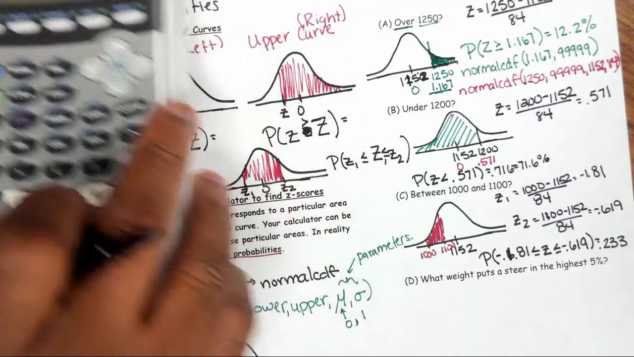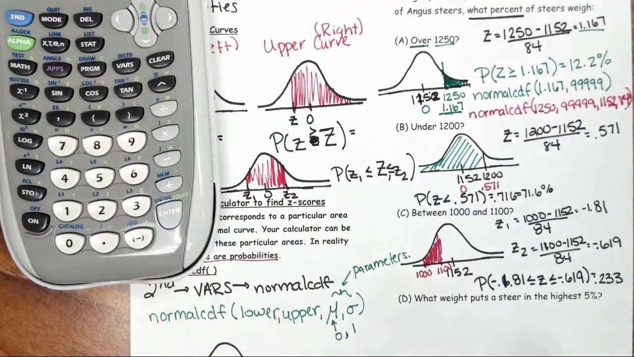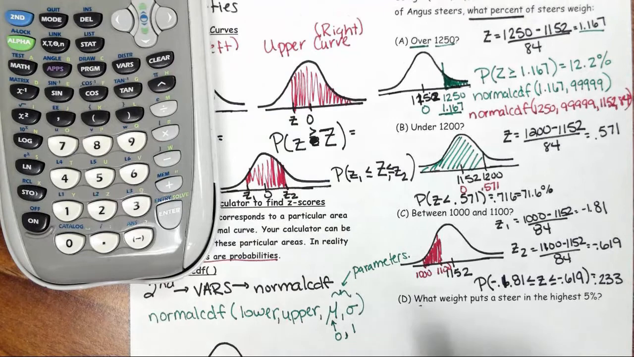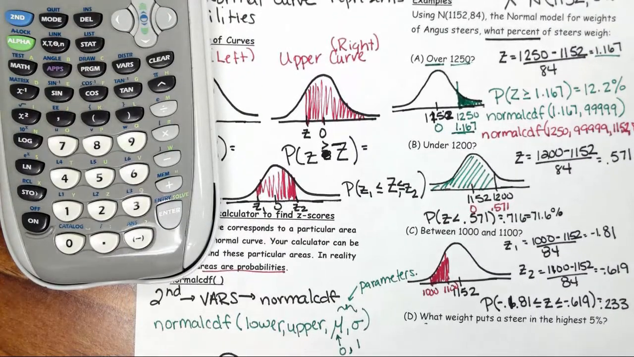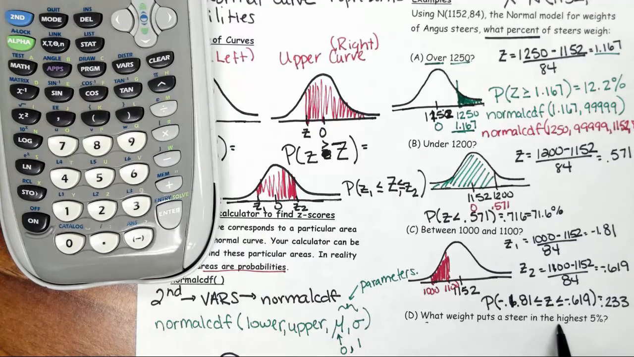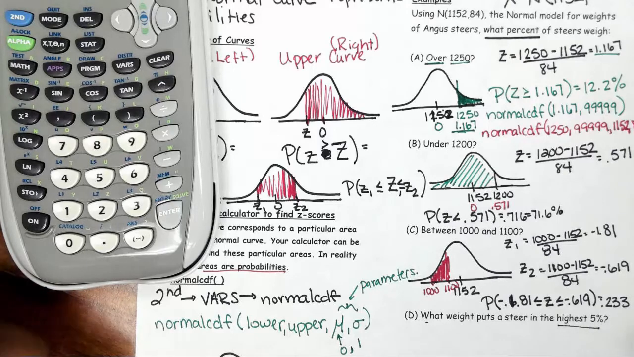Now, the next question says, what weight puts us in the highest 5%? So when we started this process, A, B, and C so far have all been about finding percents. This time they actually give us a percent. So literally what you're doing is you're going backwards. You know the percent. You want to know what z-score or what weight from that z-score gave you that.